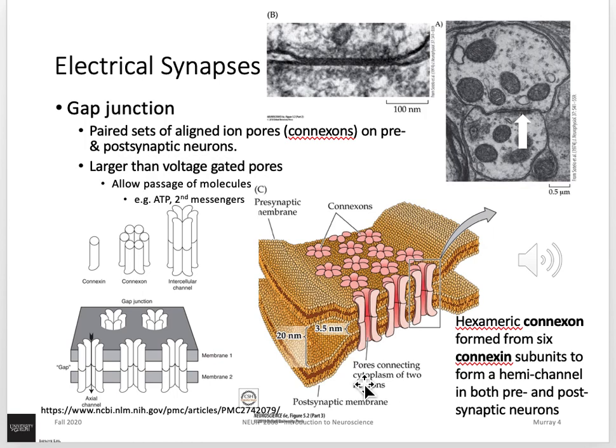These channels are much larger than voltage-gated pores, and this allows for the passage of more medium-sized molecules such as ATP and second messengers. This further permits the activation of similar transduction pathways in both neurons. So just remember the idea that an action potential in one neuron can pass electrical signals to neighboring neurons, causing it to fire as well, and this occurs rapidly.